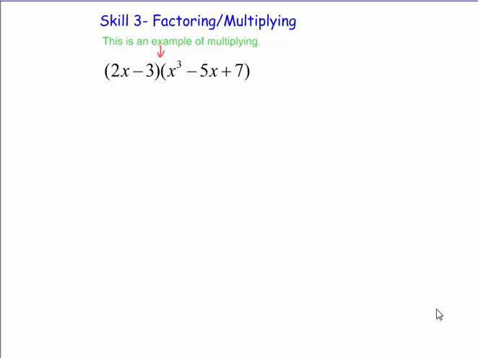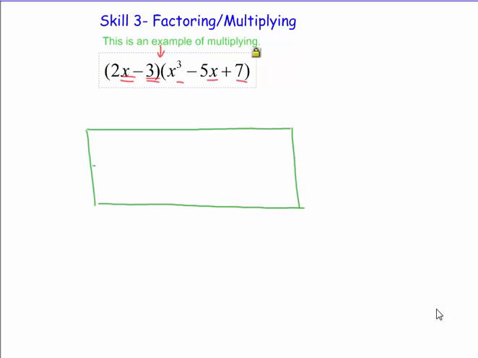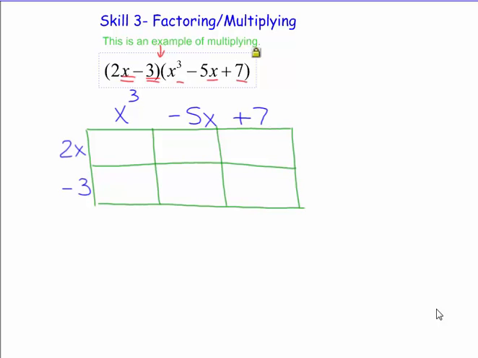One way that you can do this is to create a box. This has 2 terms, it's a binomial, and this is 3 terms, it's a trinomial. And so I'm going to make a box that is a 2 by 3. So 2 that way and 3 boxes that way. I'll put the 2x and the negative 3 right here, and then the x cubed minus the 5x plus the 7. So I put my factors at the top and the side.